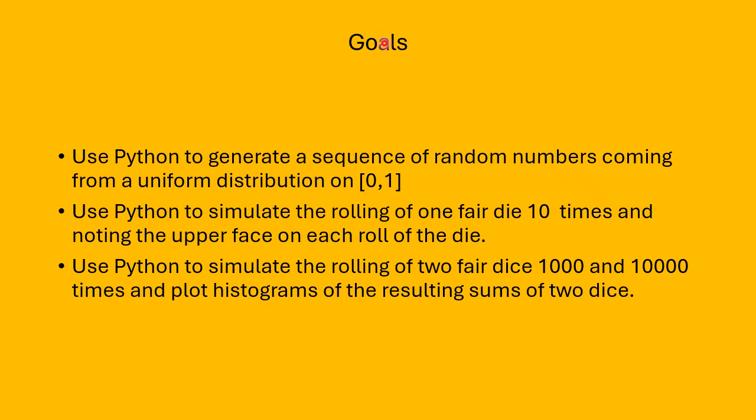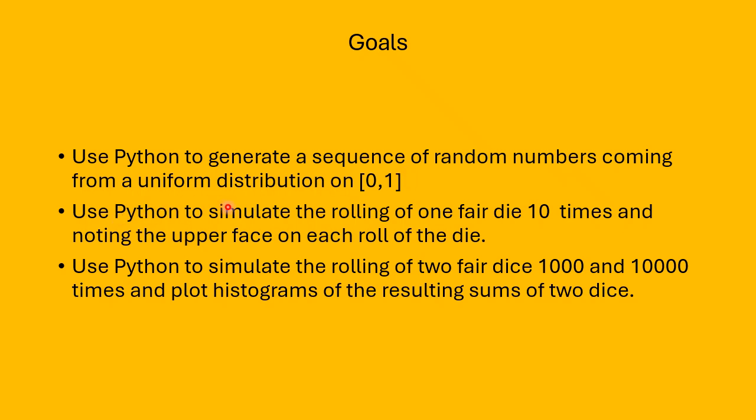Our goals are the following. We will use Python, the programming language, to generate a sequence of random numbers coming from a uniform distribution on 0, 1. We will also look at histograms to see how close it comes to uniform.